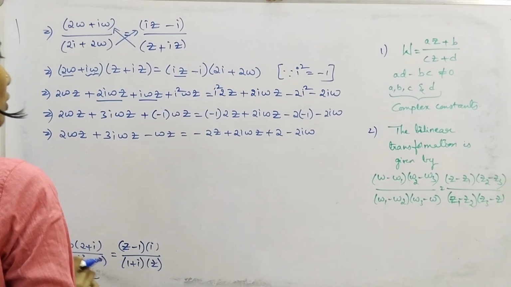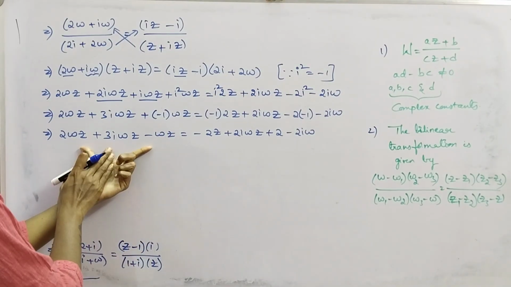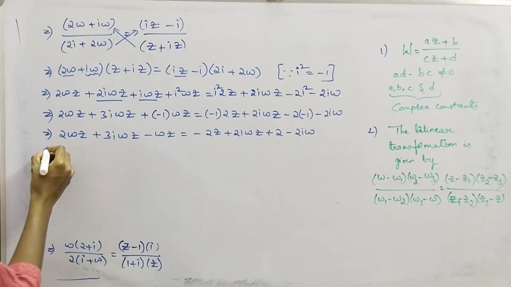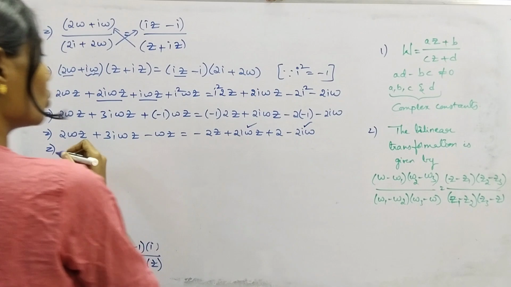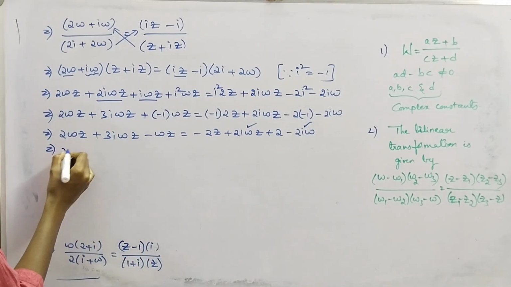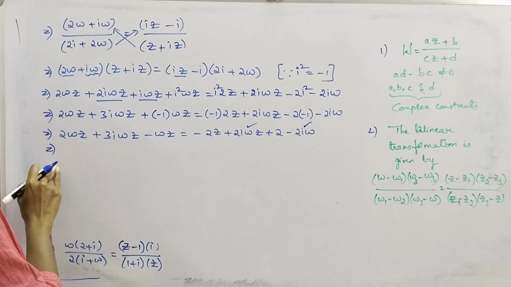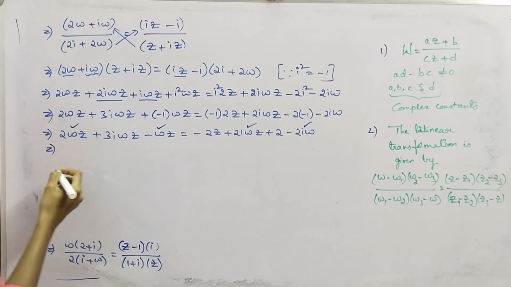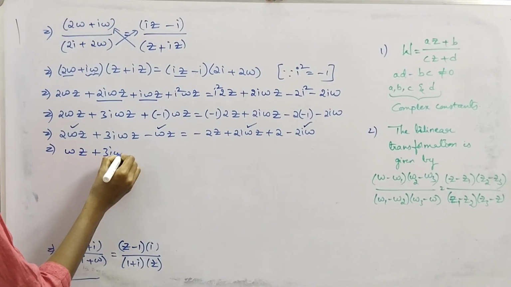What I'm saying, bring all the terms that involve omega in LHS and write the terms that do not involve omega in RHS. Okay, so we are going to bring this term and this term to LHS. So you'll get 2 omega Z minus omega Z gives, let's simplify here also. Okay, 2 omega Z minus omega Z gives omega Z plus 3i omega Z.